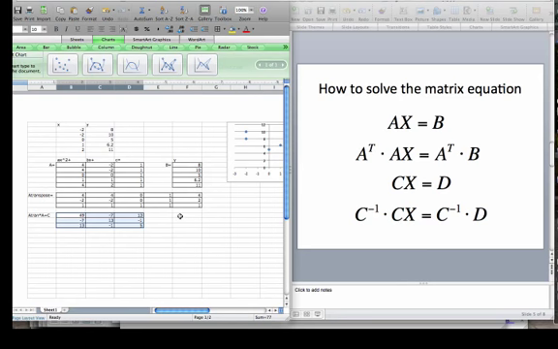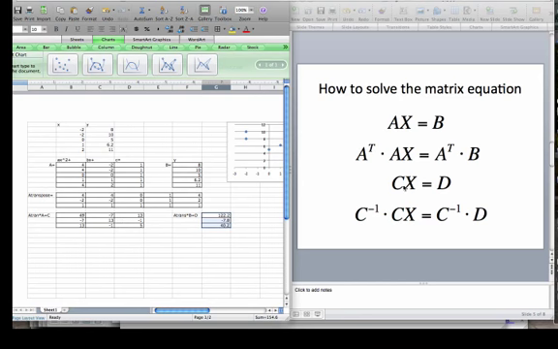I also need to multiply A trans times B, and we're going to call that one D. It will be a 3 by 1 because I'm multiplying 3 by 5 times 5 by 1. Equals mmult A trans times B, parenthesis, Control or Command Shift Enter, and let's box it. Okay, so now I have C and D.